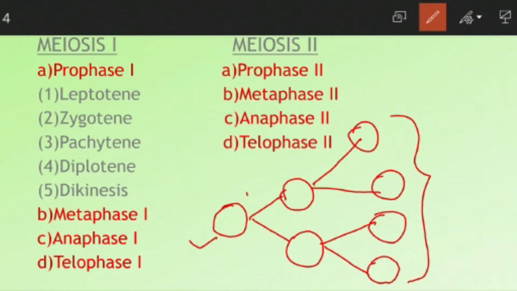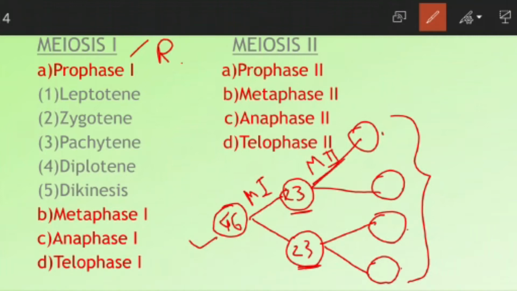It is completed in two stages. The first is called meiosis 1 and the other is called meiosis 2. Meiosis 1 is called reductional division because the number of chromosomes gets reduced in the daughter cell. Suppose the mother has 46 chromosomes, the daughters have a reduced number of chromosomes, that is 23. This cell again undergoes division and results in the formation of four daughter cells.